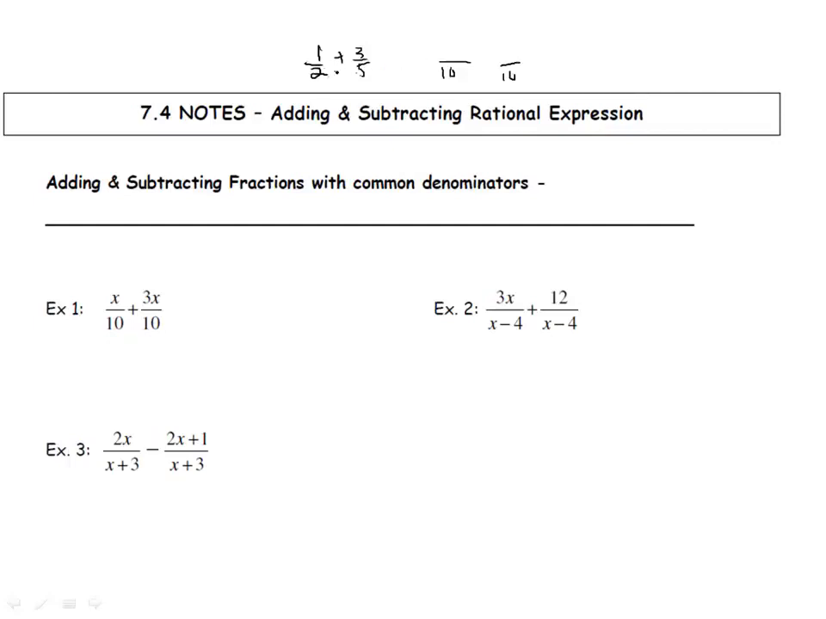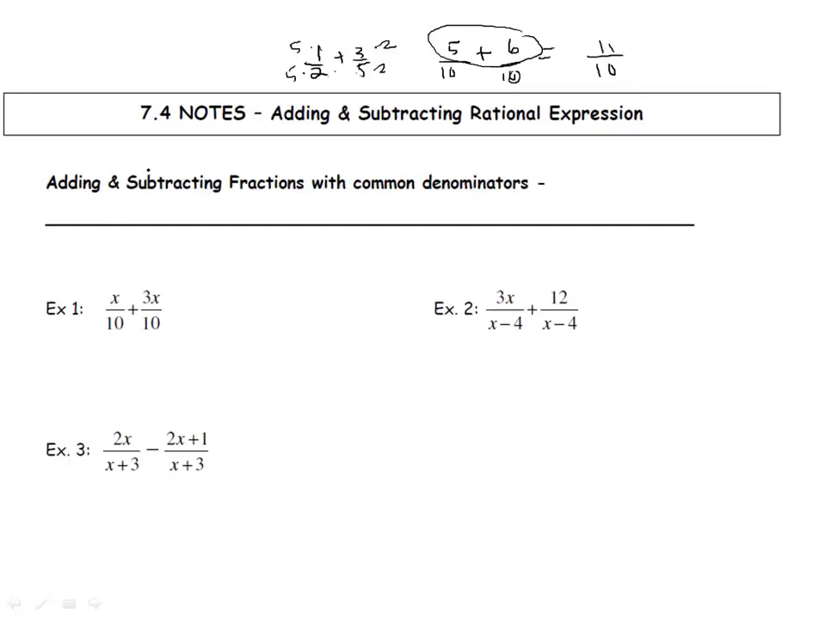Now 2 times what is 10? So 2 times 5 is 10, so we multiply this by 5. And then we multiply this by 2, and I multiply that by 2. So really we're talking 5/10 plus 6/10, which gives us, now we add these. We don't add the denominators, we stay the common denominator.